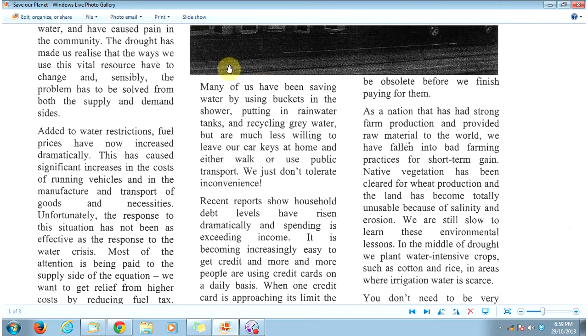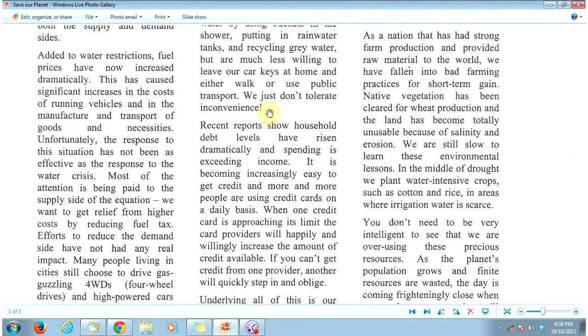Okay, this here, many of us, appeals to that sense of group loyalty. So for those people who have been the ones using the buckets in the shower and saving water, this will encourage them to keep doing the same thing. But for those who haven't been following the rest of the group and are left out on the outside, they'll feel a bit of a sense of guilt and may start joining the rest of the crowd in saving water. This little exclamation here, we just don't tolerate inconvenience, has a bit of a mocking tone. So by writing it like this, and the reader hearing it written like this in their own minds as they read it, they might question their petty attitudes towards the problem.